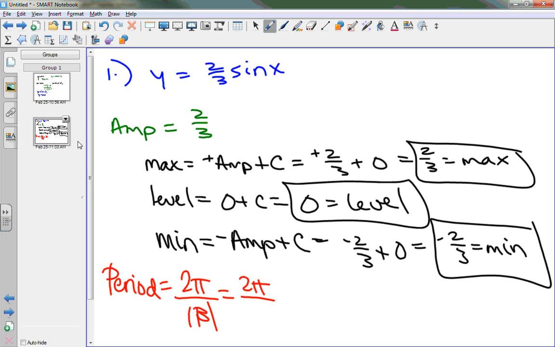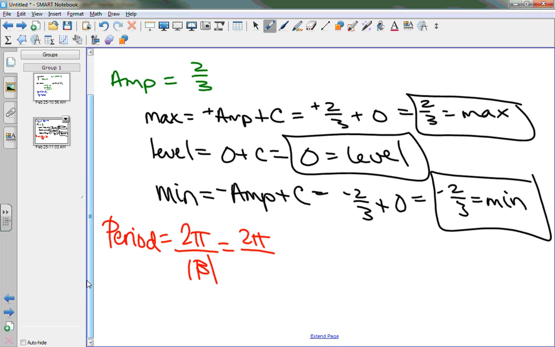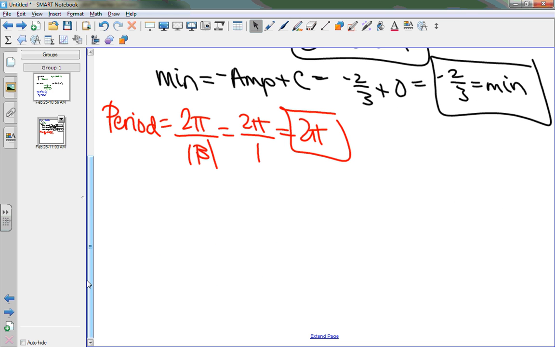Okay, so with that said, I'm going to have 2 pi divided by what's B? Why is B 1? It's what's in front of your x, right? So therefore, it's going to be 1 to give me 2 pi as my lovely period. Okay, now what do I want to find?